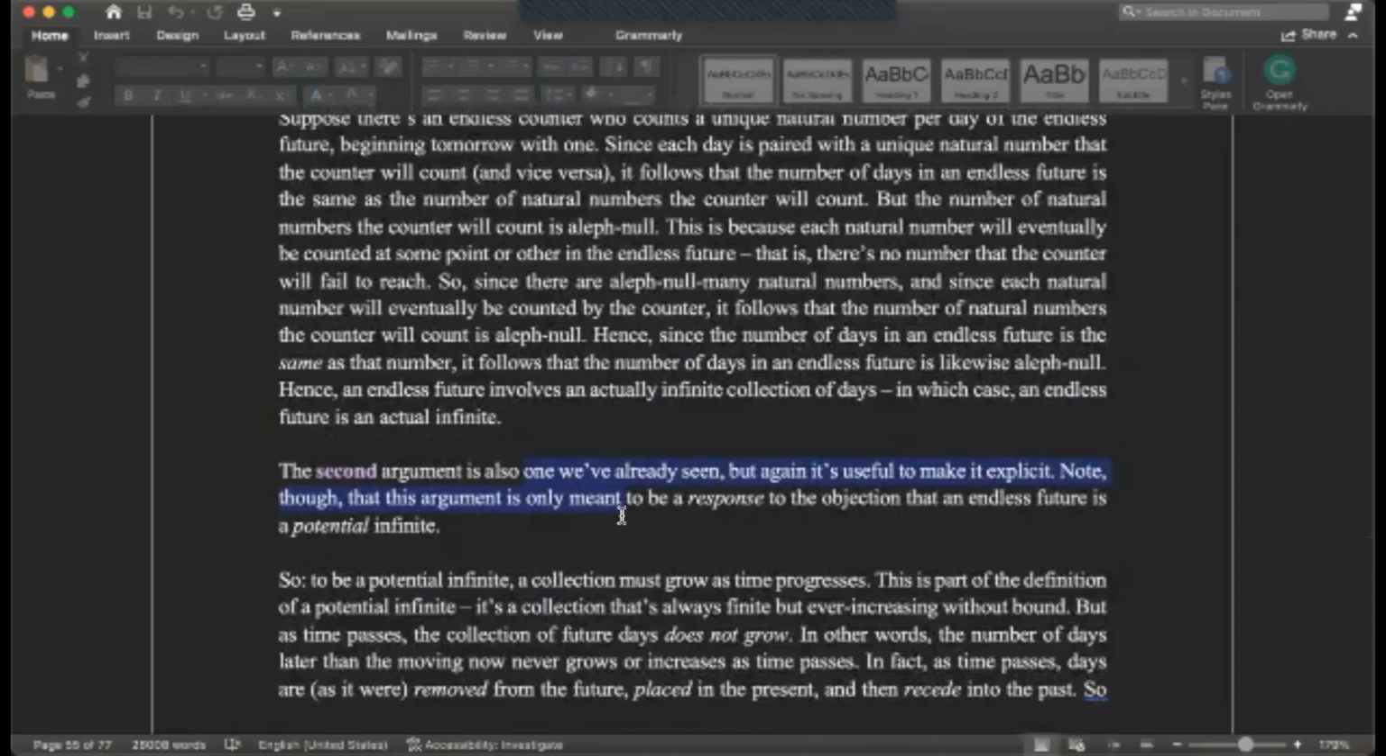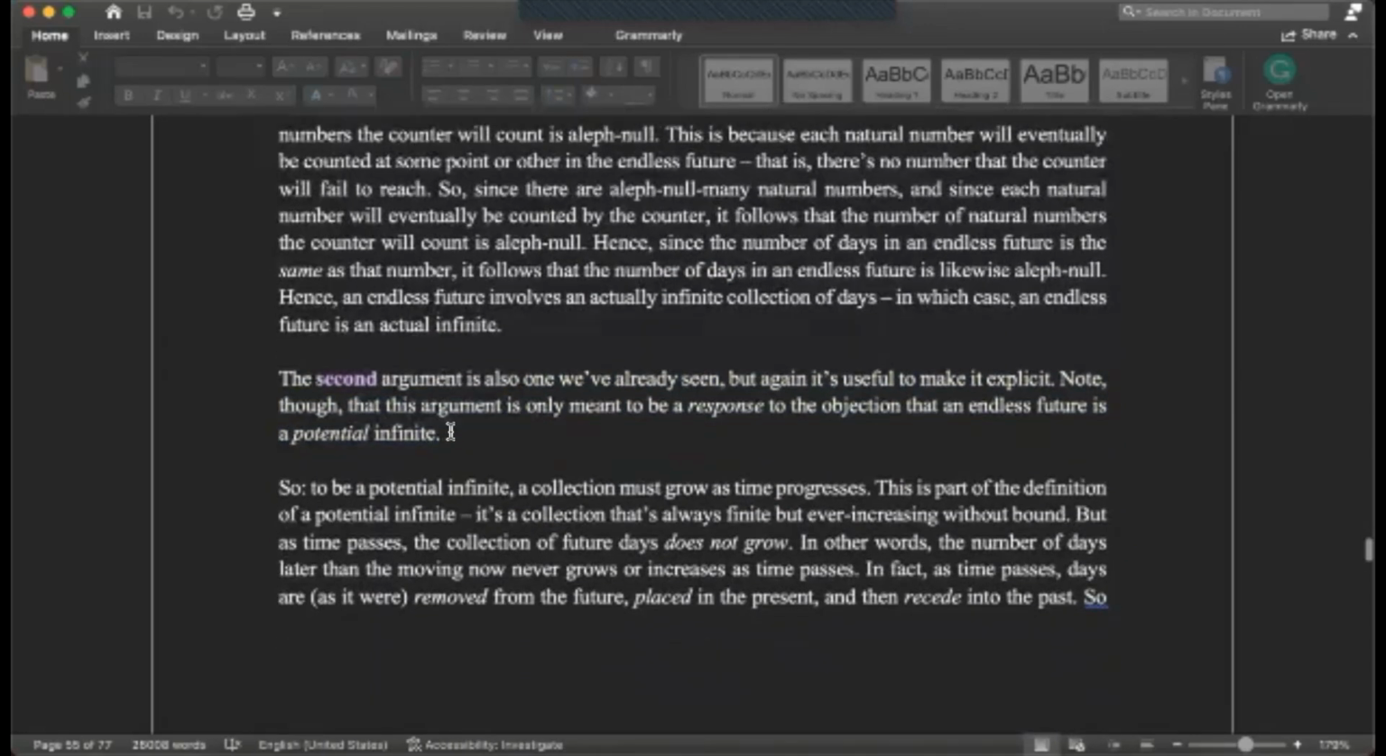The second argument is one we've also already seen, but again, it's useful to make it explicit. Note, though, that this argument is only meant to be a response to the objection that an endless future is a potential infinite. It's obviously not. And here's why. So again, to be a potential infinite, a collection must grow as time progresses. This is part of the definition of a potential infinite, right? A potential infinite is a collection that's always finite but ever increasing without bound.